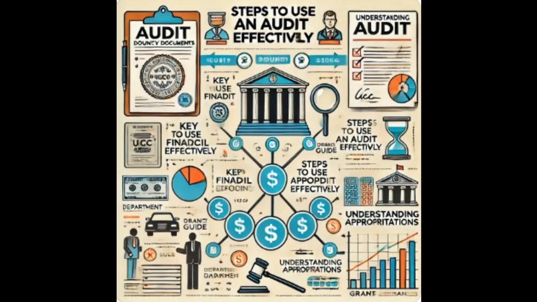Why repetition and analysis are key. The concepts discussed, from bonds to appropriations, may seem complex at first. However, repetition and consistent review of these materials are essential for clarity. By studying these elements in detail, you can connect the dots and fully grasp the financial and legal mechanisms at play.